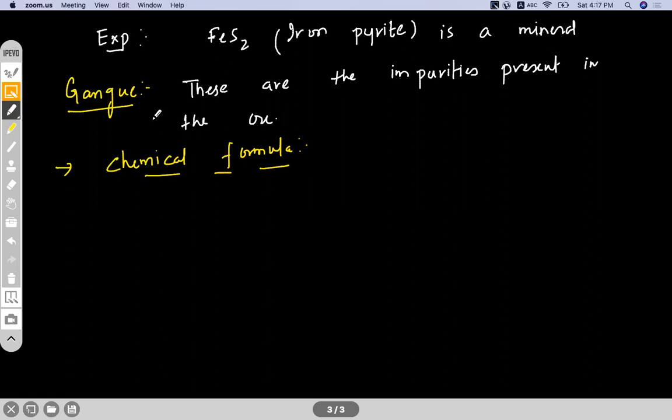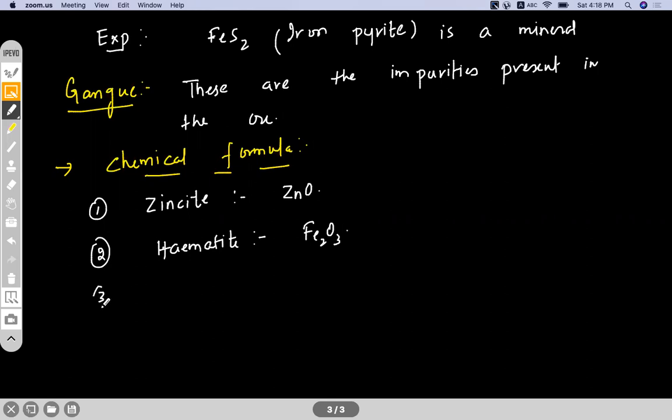The first one is zincite. You should know the molecular formula. Its molecular formula is ZnO. Correct? The second one is Fe2O3. The name is hematite, Fe2O3. Okay, magnetite. Magnetite is Fe3O4.